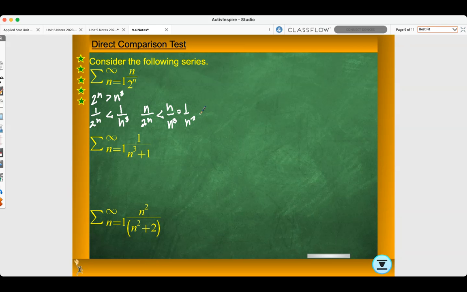And we know that 1 over n squared is a convergent p-series. And by the direct comparison test, because our inequality is correct, our series also converges.